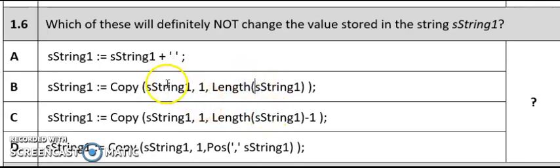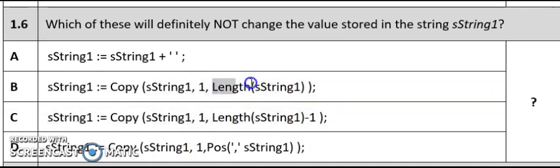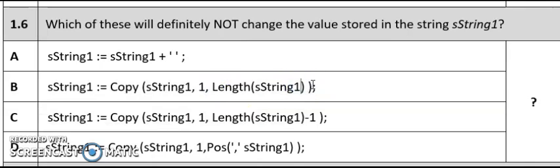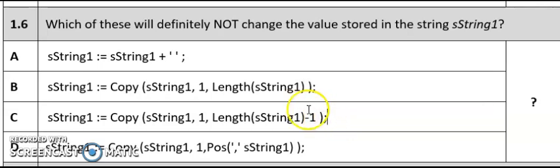So they both are copying from string 1, starting in the first position, so that's fine. The length of the string would copy everything, because if there were 5 characters, it would copy from 1 to 5. If there were 20 characters, it would copy from 1 to 20. So in other words, I just end up with my original string. This one would copy everything but the last one. So if I had 5 characters in my string, it would copy from 1 to 4, which would be 4 characters. So that would change the string.